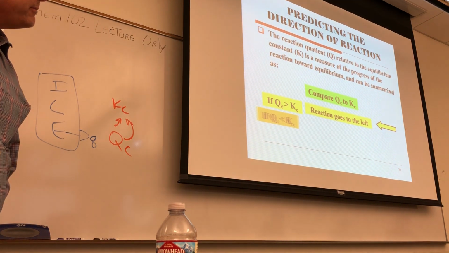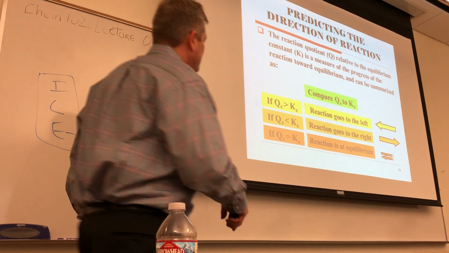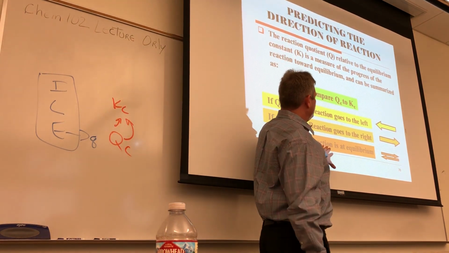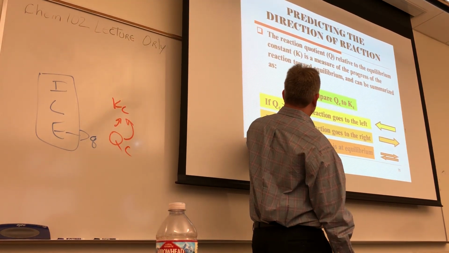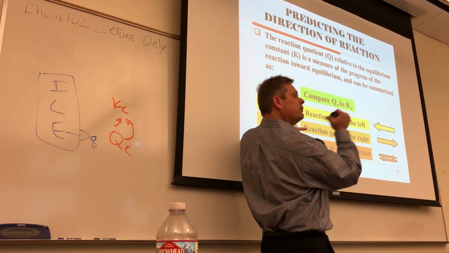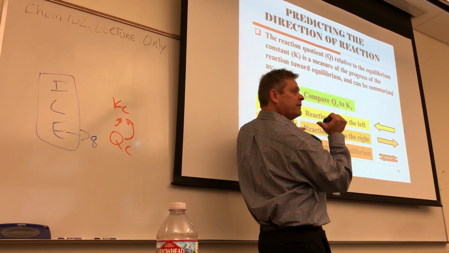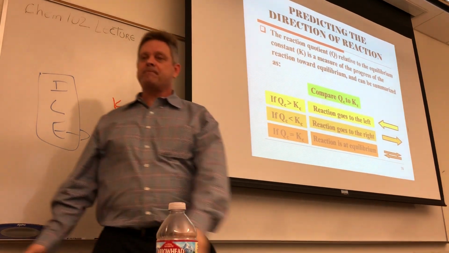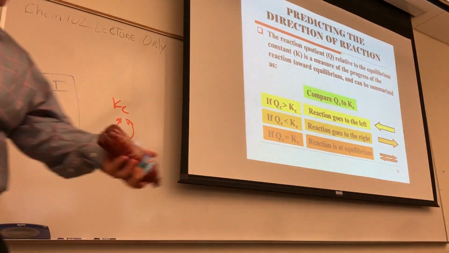Okay, so this is all the same thing. Qc equals Kc, reaction is at equilibrium. Qc is less than Kc, reaction is moving towards the right. Qc is greater than Kc, reaction is moving to the left. Okay. Multiple ways of saying the same thing.